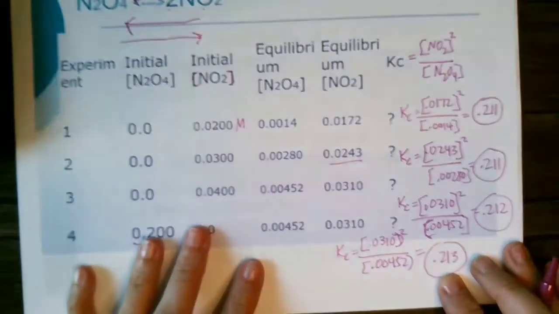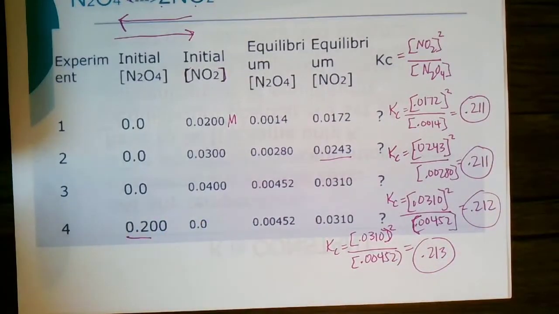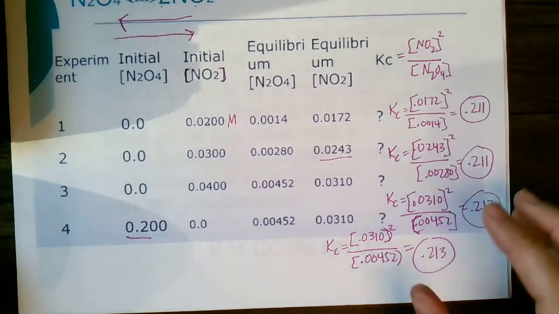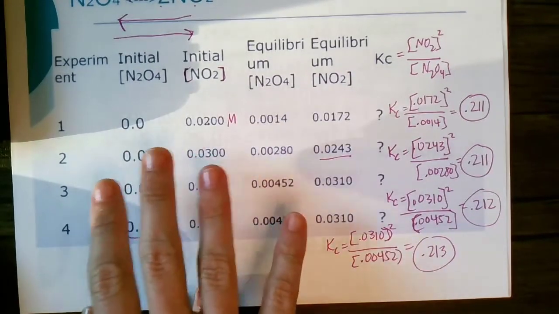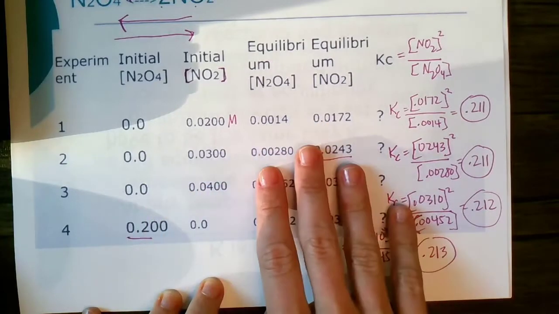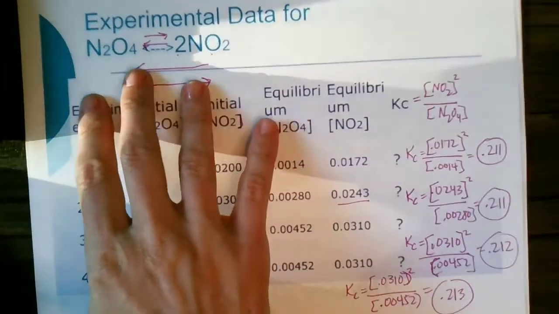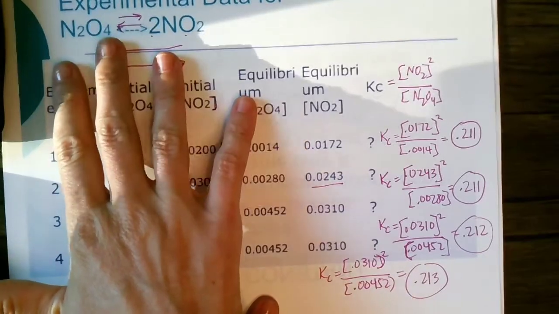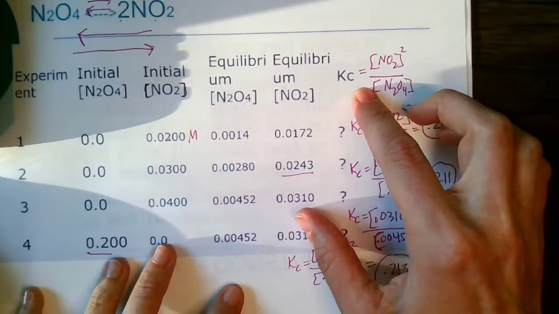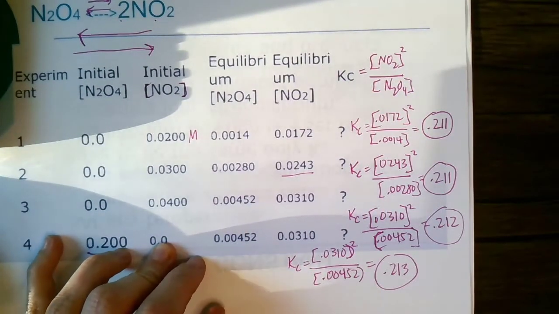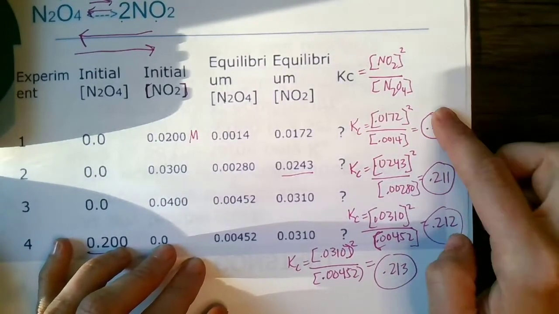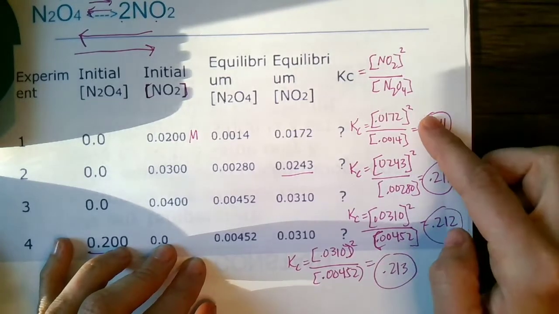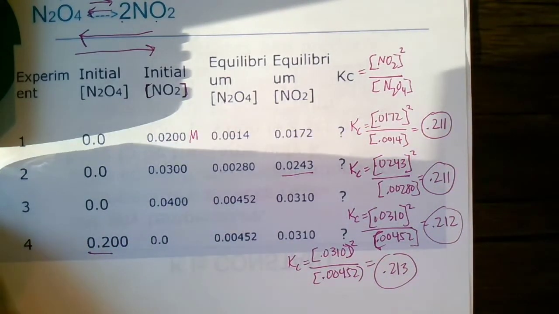Notice that these equilibrium constants are staying consistent throughout all of these trials. So the moral of the story is, no matter what the concentration is initially, or even at equilibrium here, when we have this reaction and we set up to find our equilibrium constant, no matter what we change here, we have a constant number for our equilibrium constant.